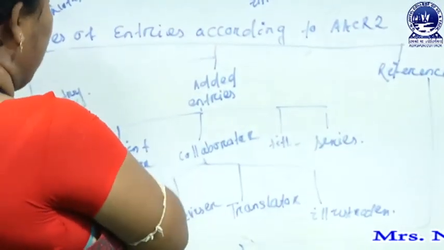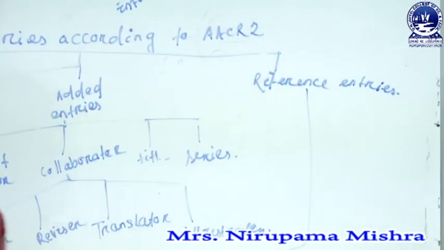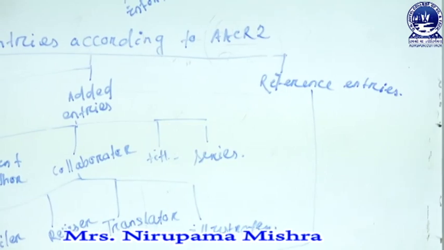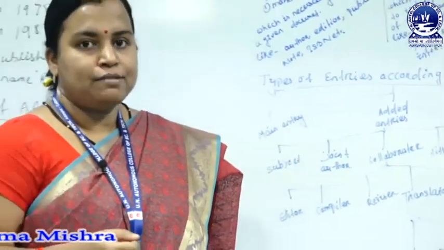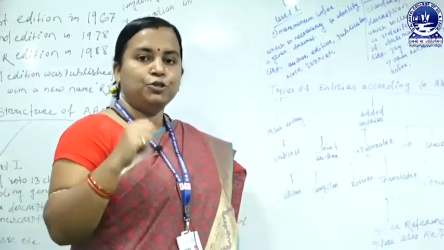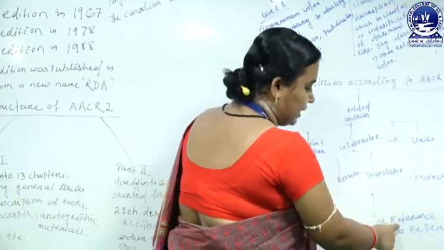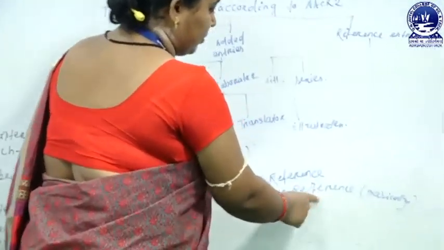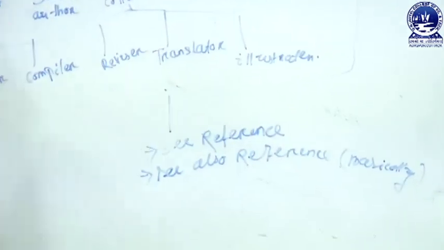After the added entry, you should prepare a reference entry also. What is the reference entry? It gives another, little bit of information about a book, like when an author has 2 names, or the book is published under 2 titles. That is the reason we should prepare reference entries. The reference entry is also divided into the see reference entry and the see also reference entry. Basically, many libraries use these 2 types of reference entry.